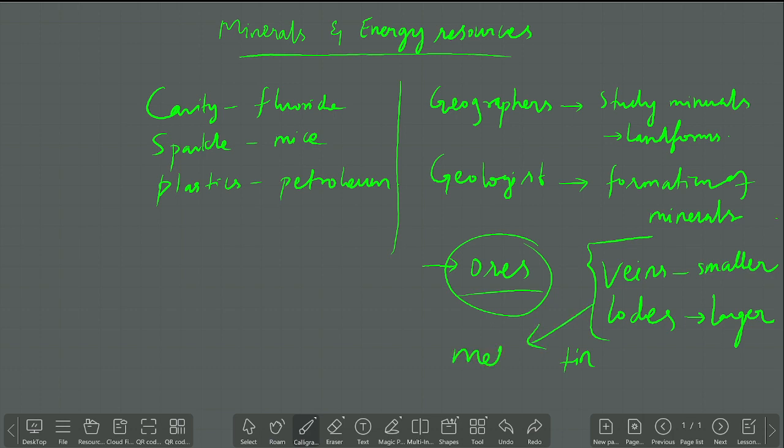So minerals can be classified into how many types? How many types? 3 types. One is metallic. Metallic means it should possess the characteristics of a metal. What are the characteristics? It should conduct electricity and heat, number 1, and it should be lustrous, sonorous, and ductile in nature.